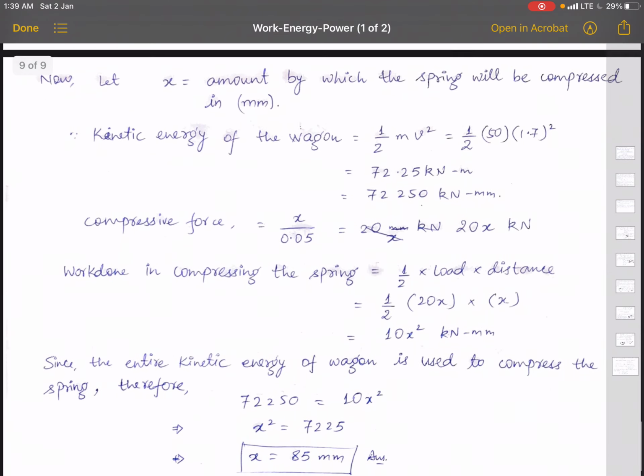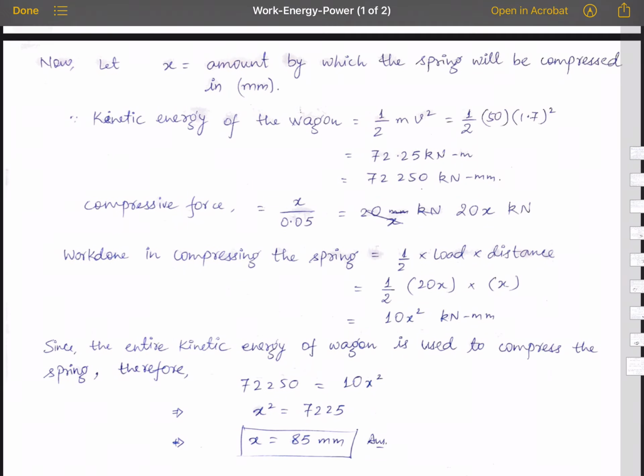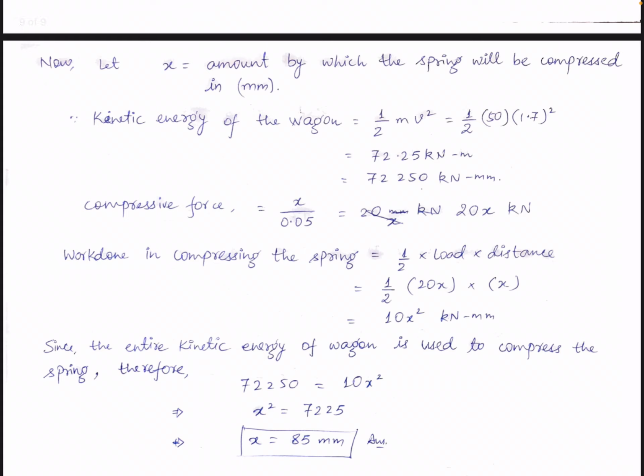Now the second part is we have to calculate the compression. So let x be the amount by which the spring will be compressed. Kinetic energy of the wagon is how much? Half mv square. We have calculated v, and m is given. So it is coming out to be 72,250 kilonewton mm. Now the compressive force will be how much? x upon k. k is 0.05. x is in mm and this is also mm per kilonewton. So compressive force is 20x kilonewton.